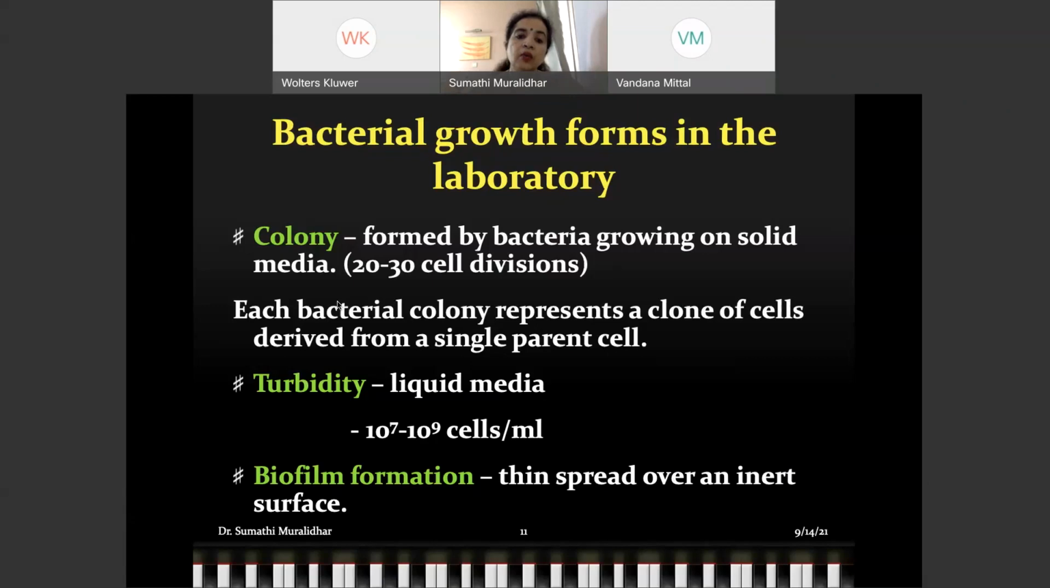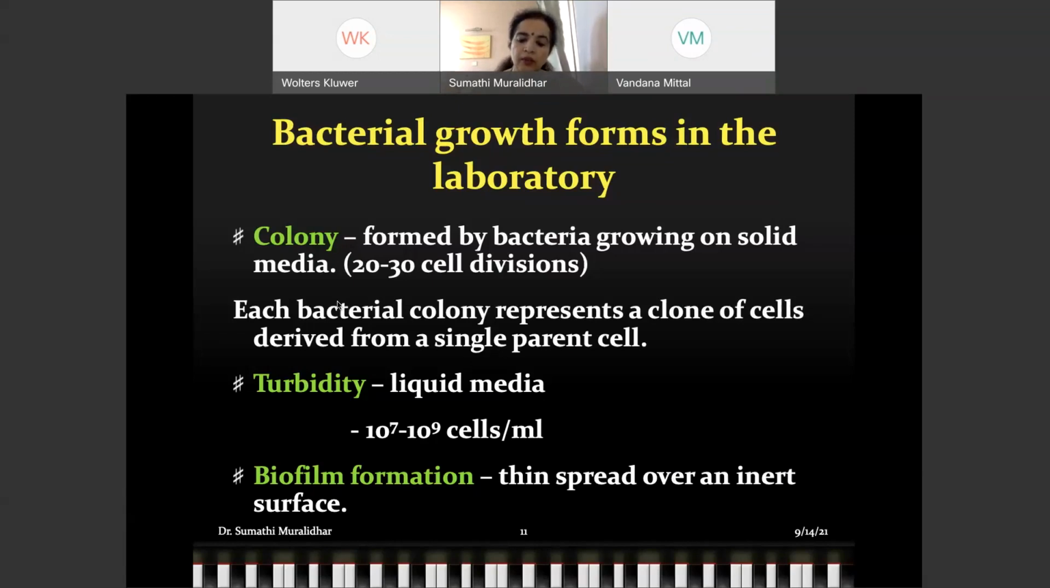Whereas if it is a liquid medium, how do you assess that the growth of bacteria has occurred? That is by looking at the turbidity. When there is a lot of bacterial growth in liquid media, you see that the tube will be turbid. So that will indicate the growth has occurred.